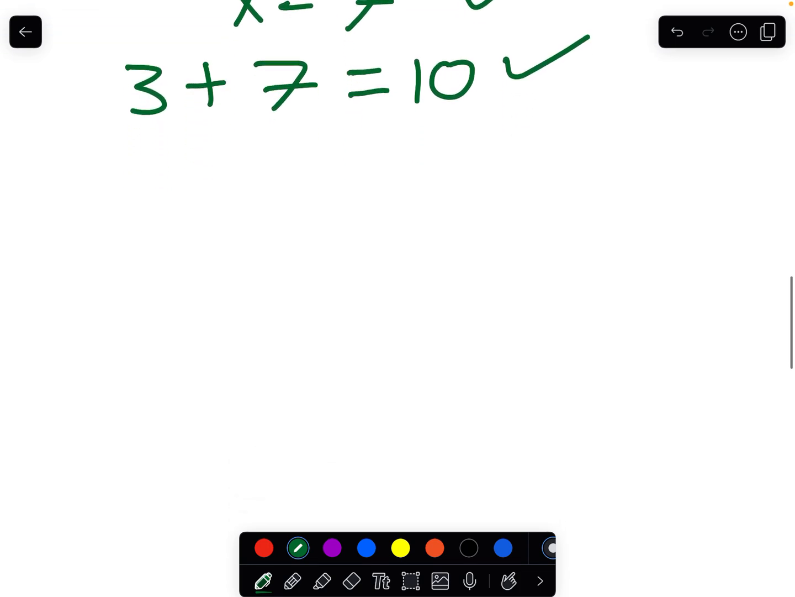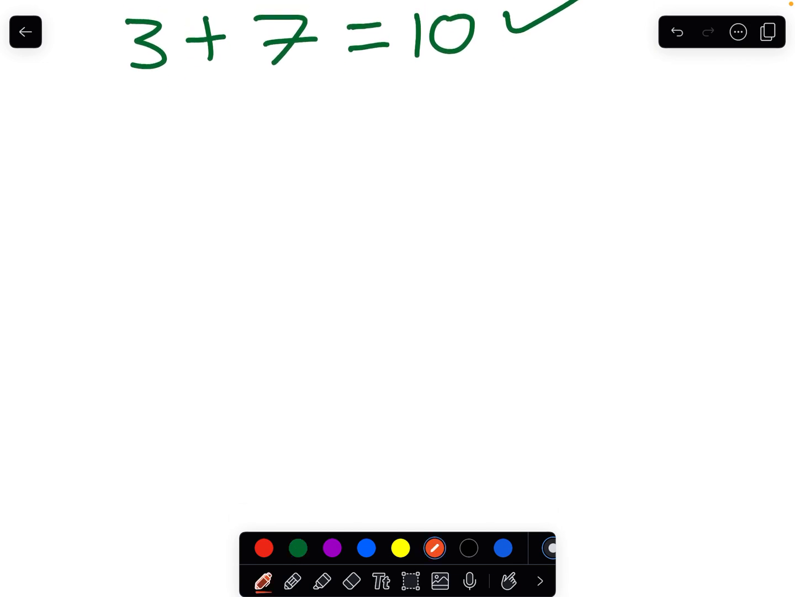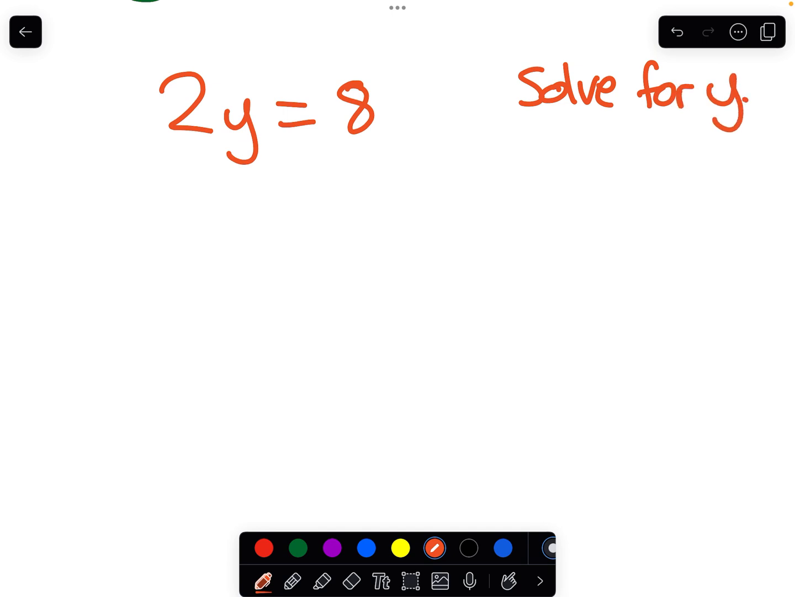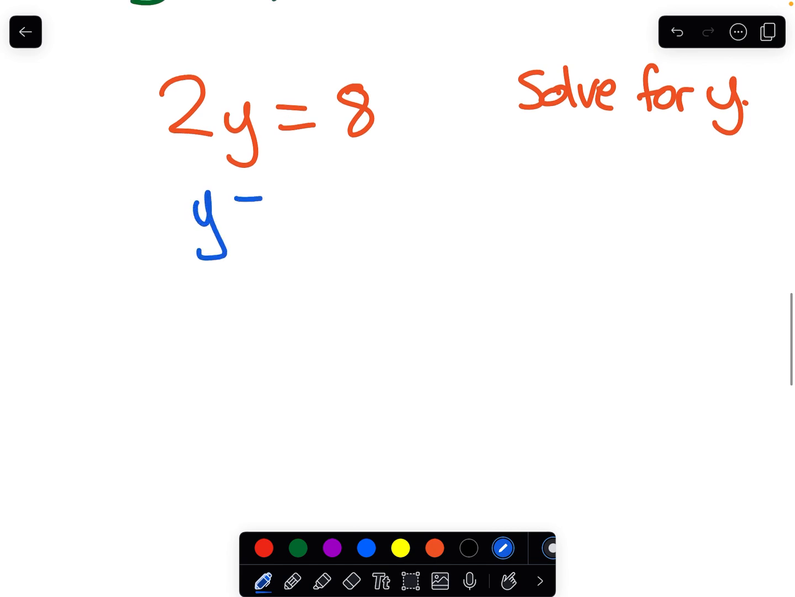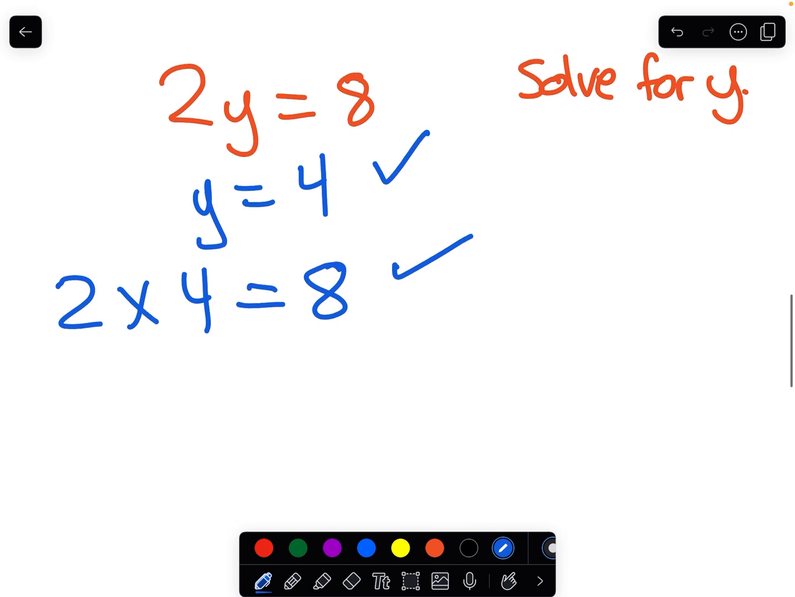Now we can do this with multiplication, division, and other operations. Let's try it with multiplication. Let's say I have the problem 2y equals 8, and I am asked to solve for y. I have to find out what y is. Well, 2 times some number equals 8. I happen to know that 2 times 4 equals 8 because I know my multiplication facts. So I believe y equals 4. Let's check it out. 2 times 4 equals 8. Yep, it checks. All right.